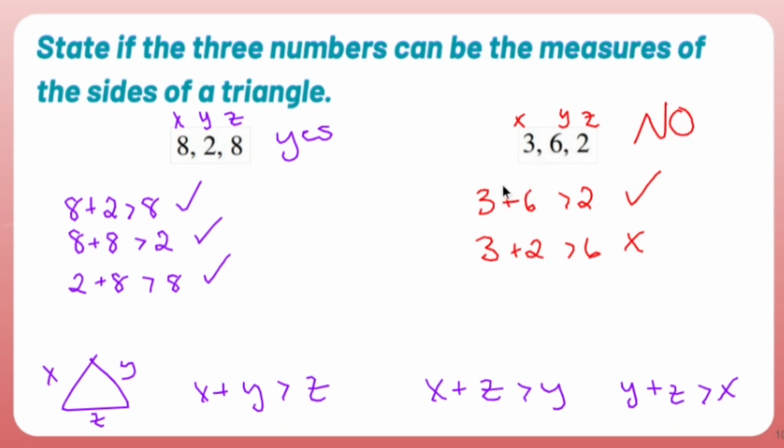There's no way you can build a triangle that has a side of 3, a side of 2, which adds up to 5, and has it reach up to a 6. Not possible. So this one was a yes, this one was a no, and that's the triangle inequality theorem in a nutshell.